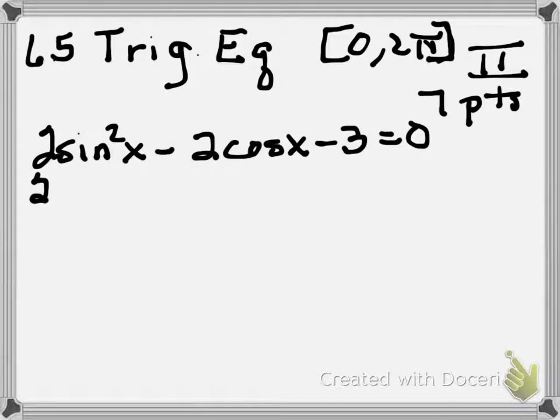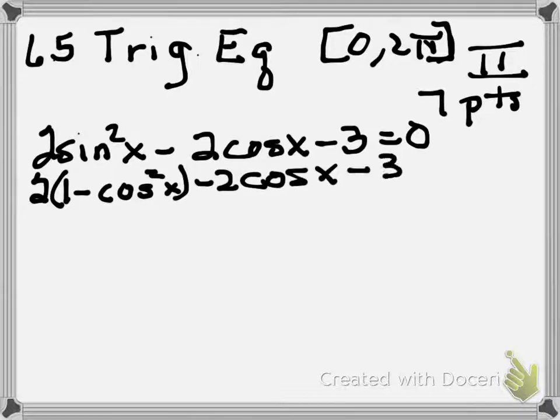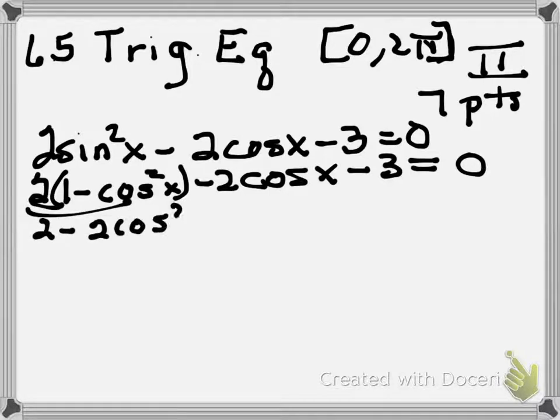Substitution. In place of sine squared, I'm putting 1 minus cosine squared and copying the rest of it down. So that's why this is worth quite a bit, because of that substitution. Then you have to distribute the 2. 2 minus 2 cosine squared x minus 2 cosine x minus 3 equals 0.